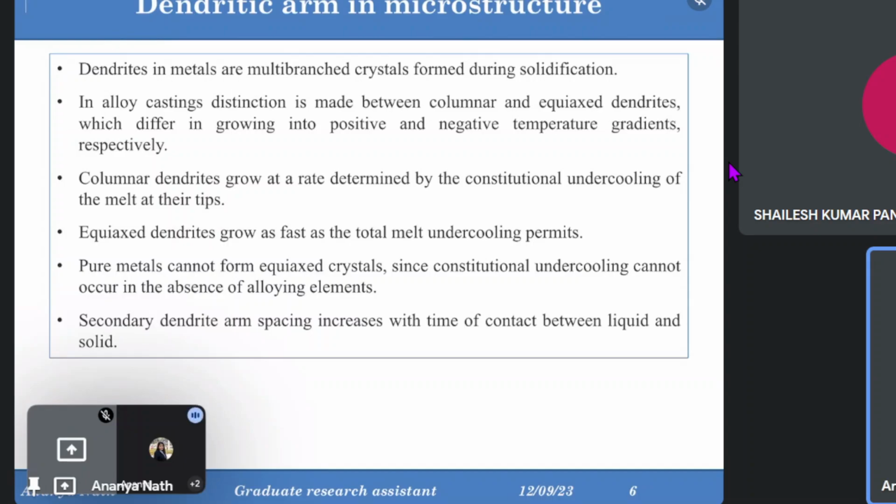In alloy casting, a distinction is made between columnar and equiaxed dendrites, which differ in growing into positive and negative temperature gradients respectively. I'll be explaining it. Columnar grains grow at a rate determined by the constitutional undercooling of the melt at their tips. Equiaxed grain dendrites grow as fast as the total melt undercooling permits. Pure metals cannot form equiaxed crystals, since constitutional undercooling cannot occur in the absence of an alloying element. The secondary dendritic arm spacing increases with the time of contact between the liquid and the solid.